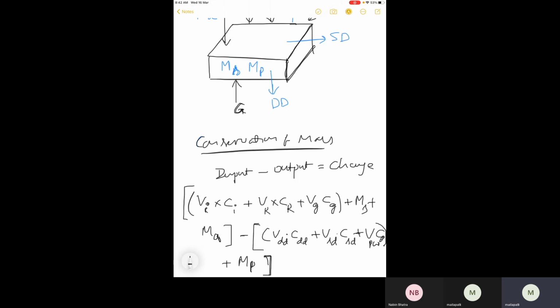So the inputs minus the outputs will be a change in the salts, which we call delta M SW, the change in the salts in the soil water. Okay, so that's the balance.